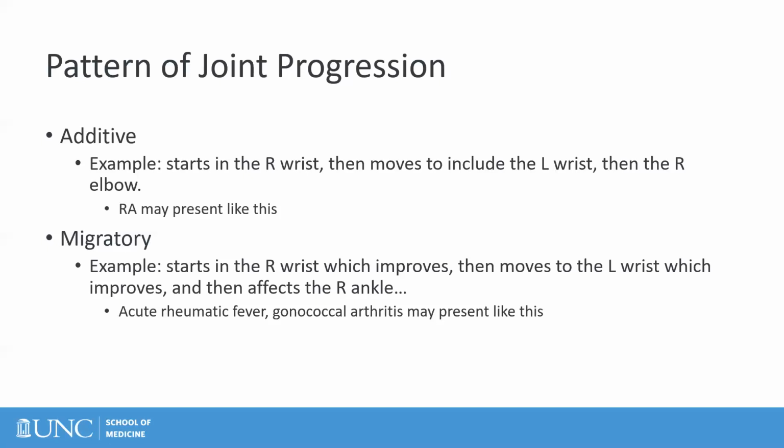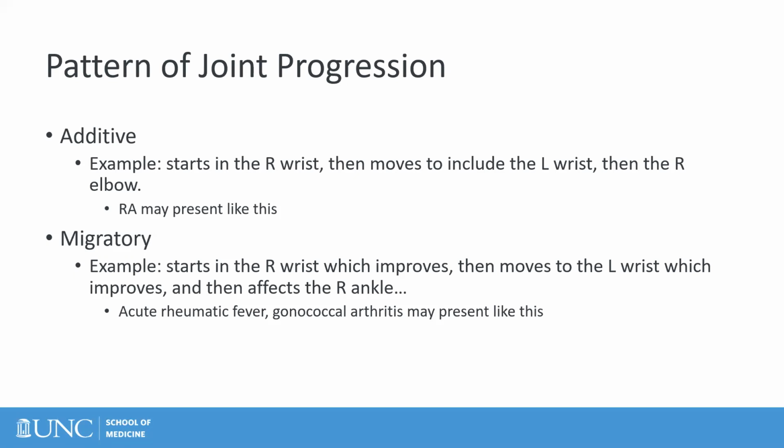RA is probably the classical one, where it starts in a wrist, then may involve the hand, and then go to the other side, and then eventually it presents as a symmetric polyarthritis. And then some patients may present with an arthritis that's migratory, and sometimes patients will say, I think you're going to think I'm nuts, but my right wrist started to bother me, and then the right wrist got better, and then it went to the left wrist, and then the left wrist got better, and then to my right ankle, and so on. Again, for no apparent rhyme or reason.